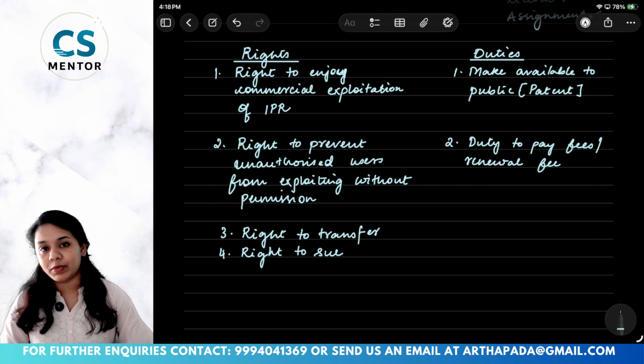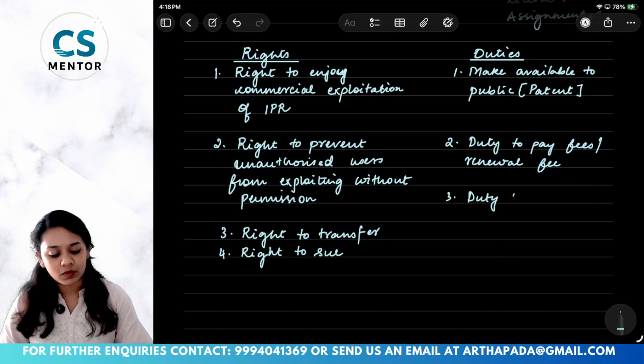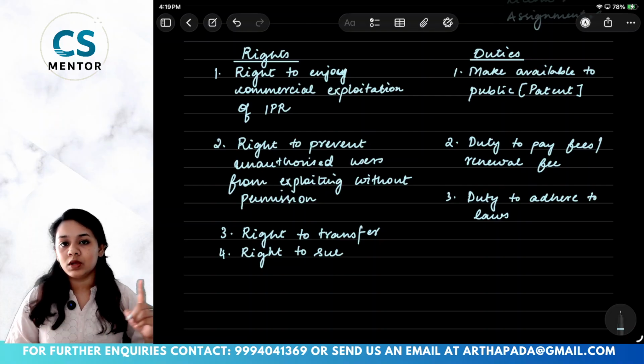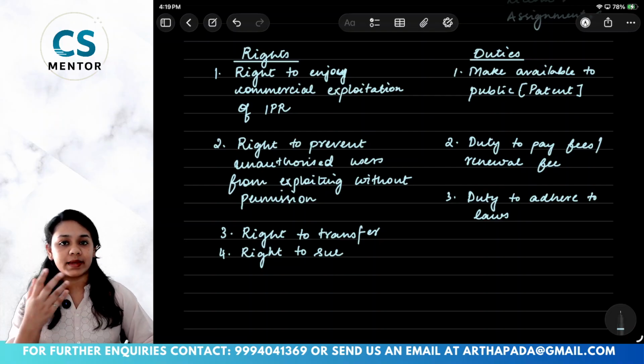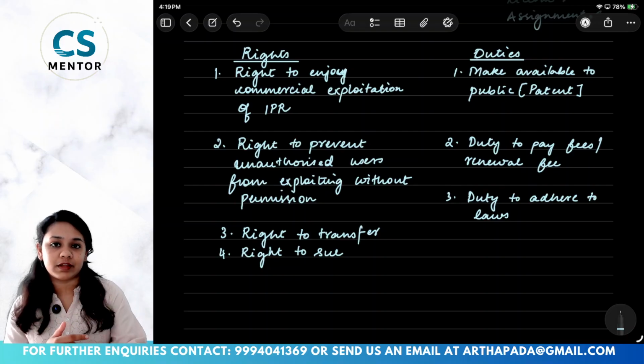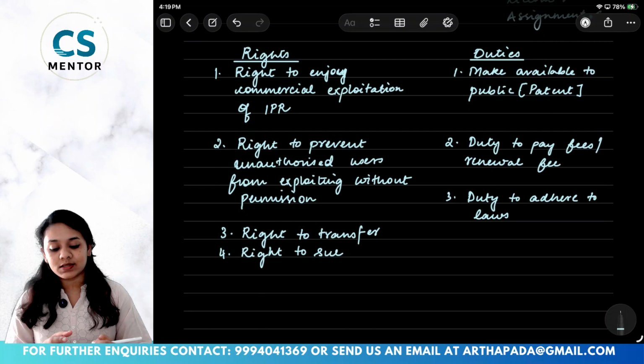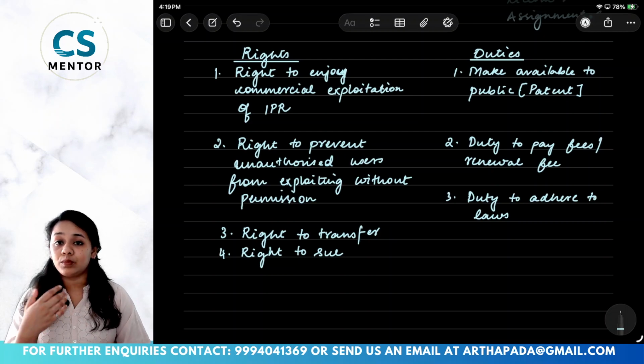So you have a duty to pay the fees, and more importantly, the duty to adhere to the laws. Which law? If you have a trademark, then you have to adhere to the trademark law. If you have a patent, then you have to adhere to the patent law. If you do anything against the patent law, then you are liable to pay a fine for it, or you are liable to be prosecuted under it. So these are what we call the rights and duties relating to patents.